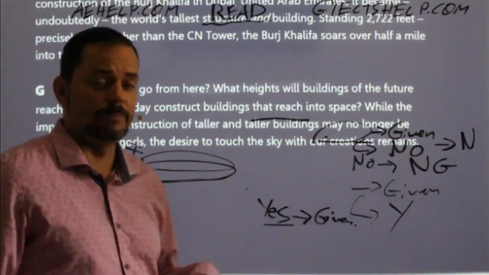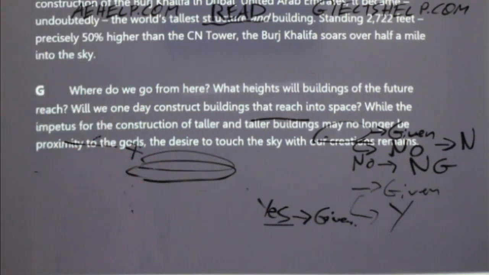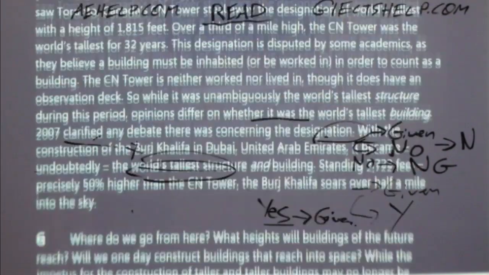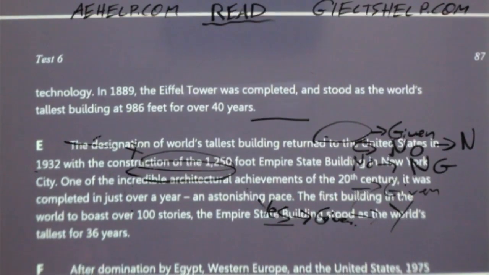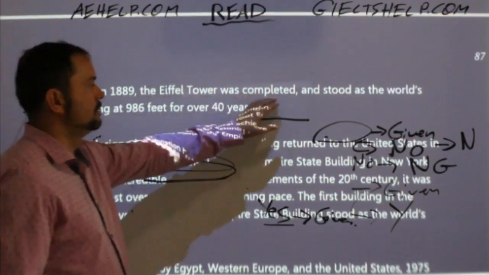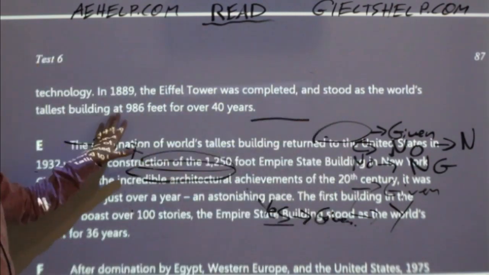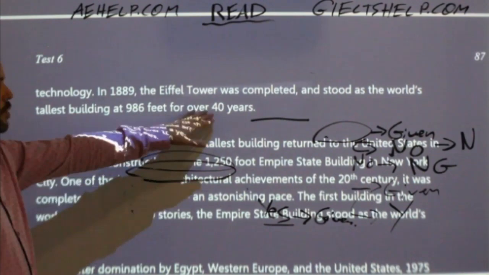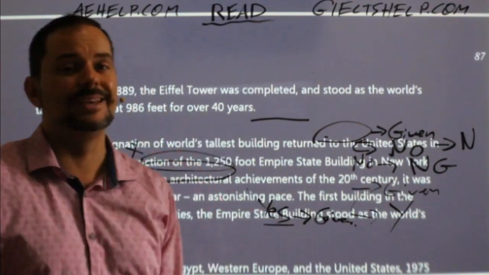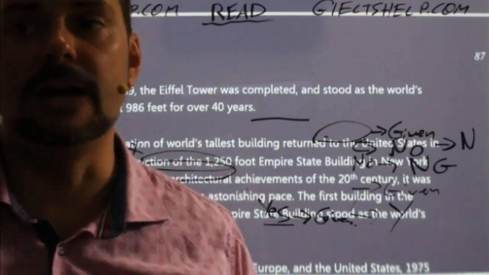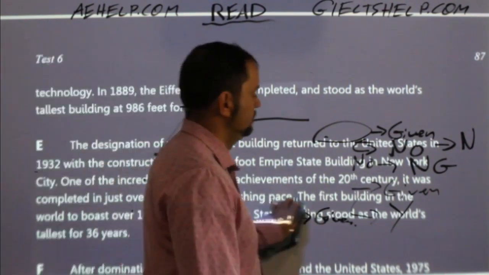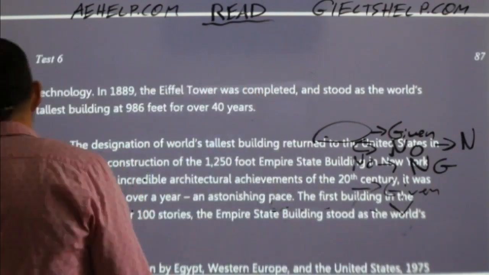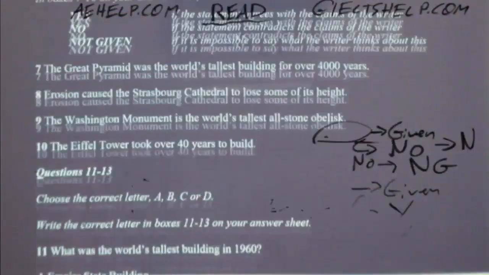But let's say that you're panicking, you're feeling a little bit under pressure, so you don't think about that. So you look for the Eiffel Tower, which is coming from here. So in 1989, the Eiffel Tower was completed and stood as the world's tallest building at 986 feet for over 40 years. So is the information given about how long it took to build the Eiffel Tower? No, it's not given. It's right, Ferdovs. Okay. So the answer for that one is not given.